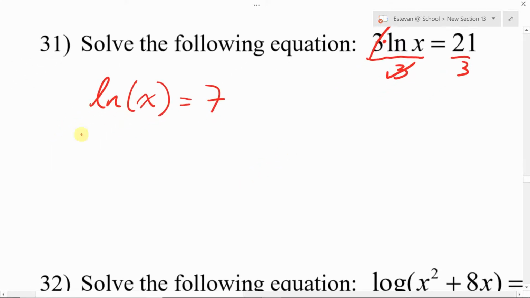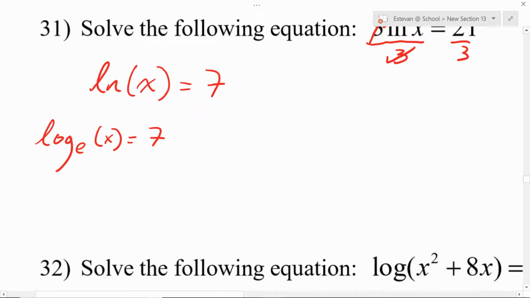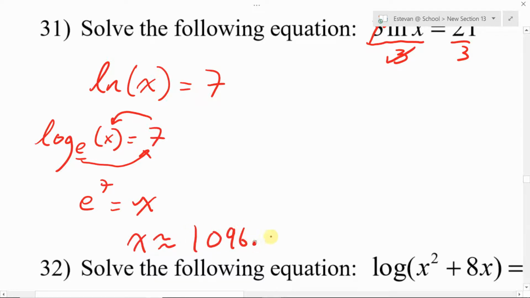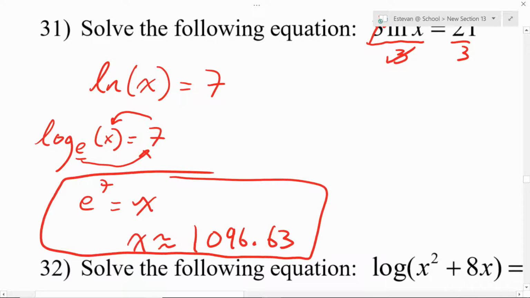Here I'm going to do a few extra steps. Because it's natural log, I know that it's written as log base e of x is equal to 7. Now I'm going to change the form, making e your base, your 7 being your exponent, is equal to your argument, which is x. This could be your answer. However, if the answer turns out to be a decimal, you'll have x is approximately 1096.63. So either one will suffice to be your answer.